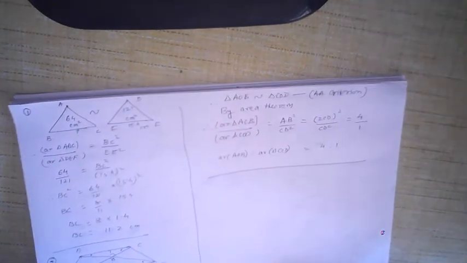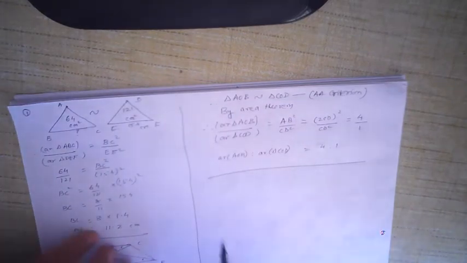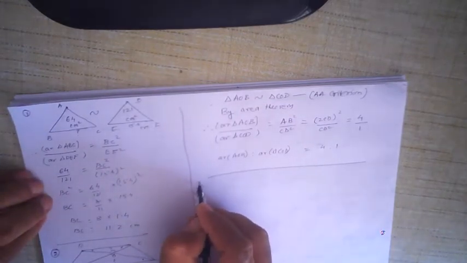Remember, this theorem can only be applied after proving that the triangles are similar. You cannot apply the area theorem unless the triangles are similar. So that is why we have to show this. All right, let us do one more of this type. If the areas of two similar triangles are equal, then prove that they are congruent. Let us see this one.